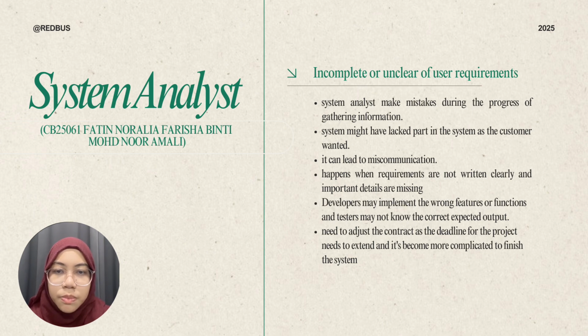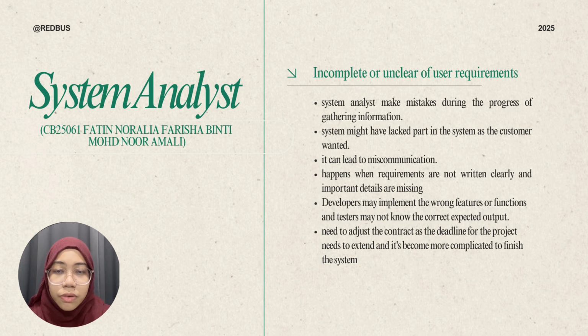In the Redbus system, this problem can happen if requirements for ticket booking or seat availability are not clearly explained. For example, if I, as a system analyst, do not clearly state how the seat availability should update in real time, then developers may build a system that allows users to book the same seat and tickets.